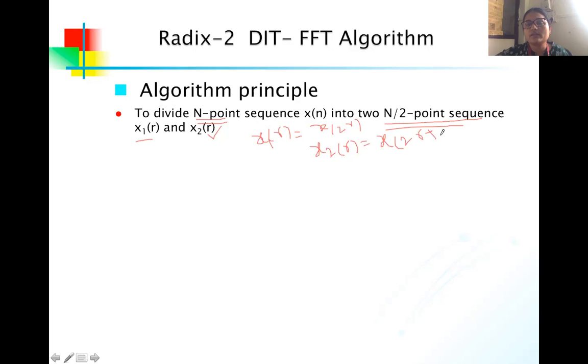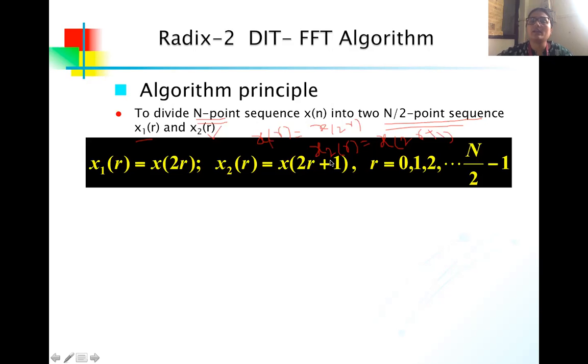So the entire n point sequence is divided into half, n by 2 point sequences. This x1 of r is an n by 2 point sequence, and x2 of r is the remaining n by 2 point sequence. So it divides the entire sequence into two parts, represented here as even and odd values. Now using those even and odd values, we will be computing DFTs, for x1 of r and for x2 of r.